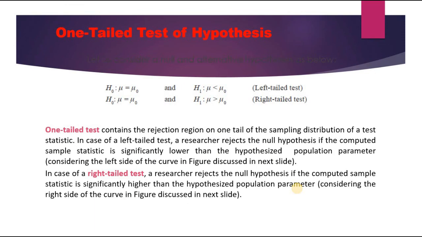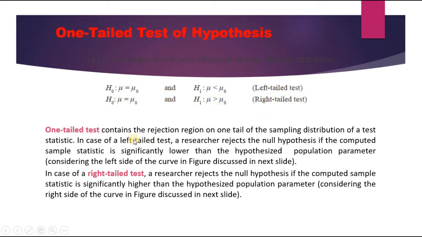Now let's see the one tail test. You can see there is no effect on the null hypothesis. Only the alternate hypothesis is changing. If the alternate hypothesis has less than or greater than signs, this becomes a one tail test. If it is less than, it goes on the left side, a left tail test. And if it is greater than, it's a right tail test.